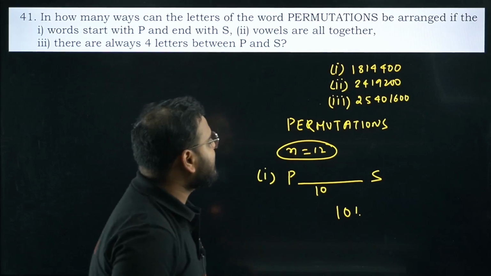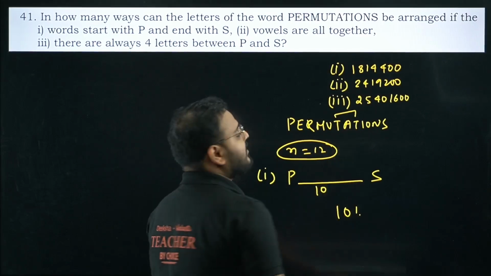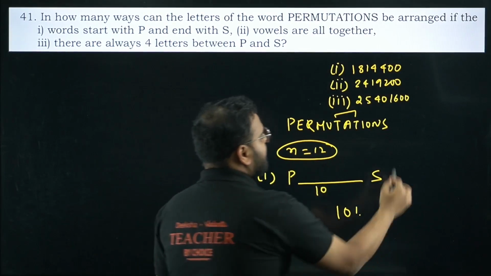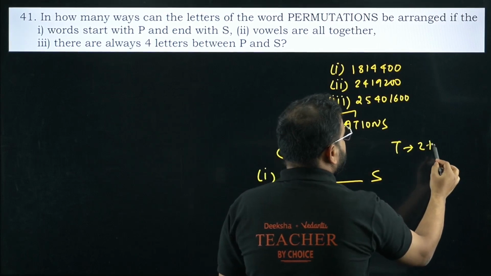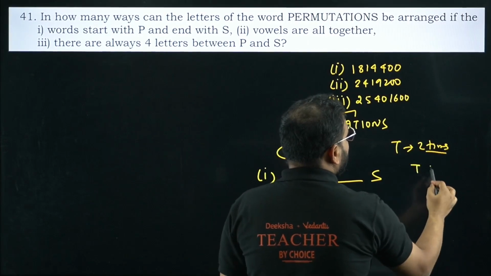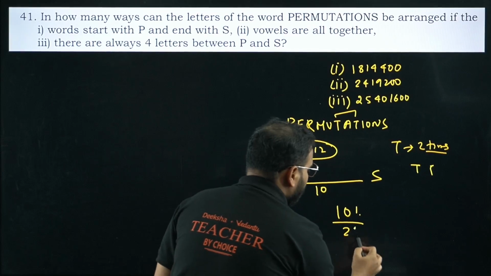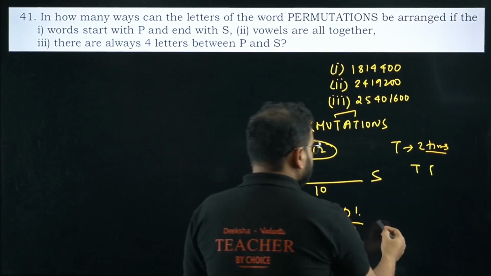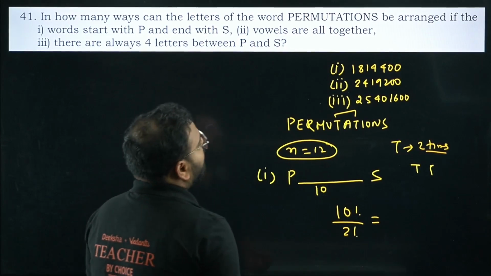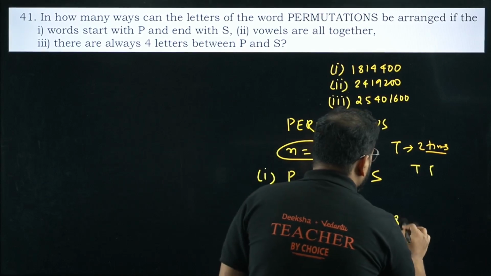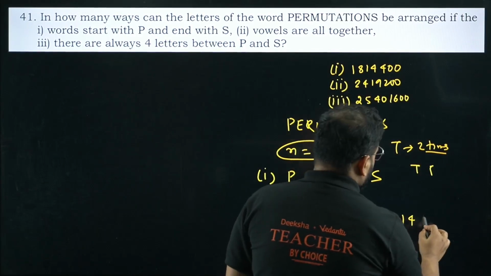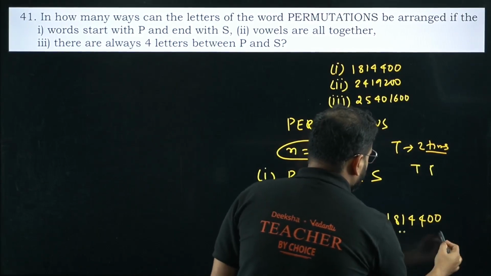Check this out. We have T coming 2 times, right? It means I can write TT or TT, the same thing, no? So I have to remove that, and that's why divide by 2 factorial. So this answer will come as what? It's going to be 1814400. This is going to be the first answer.